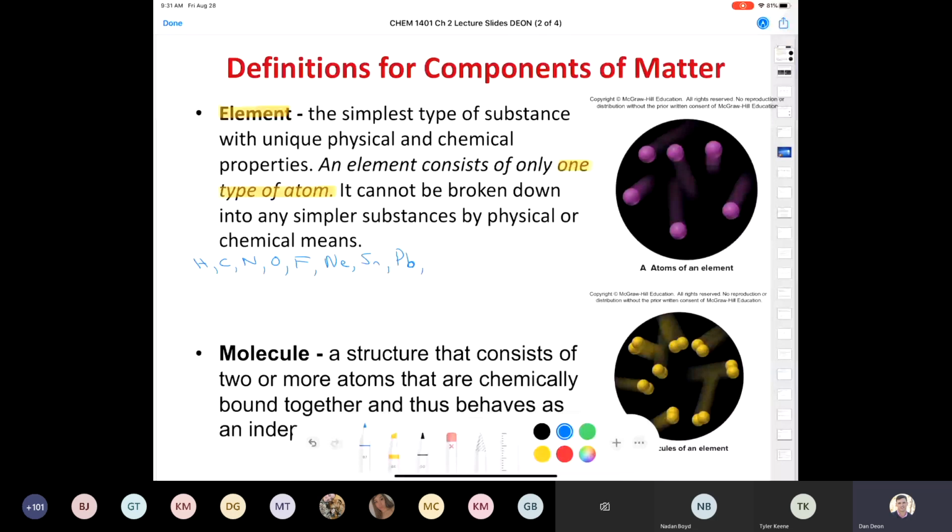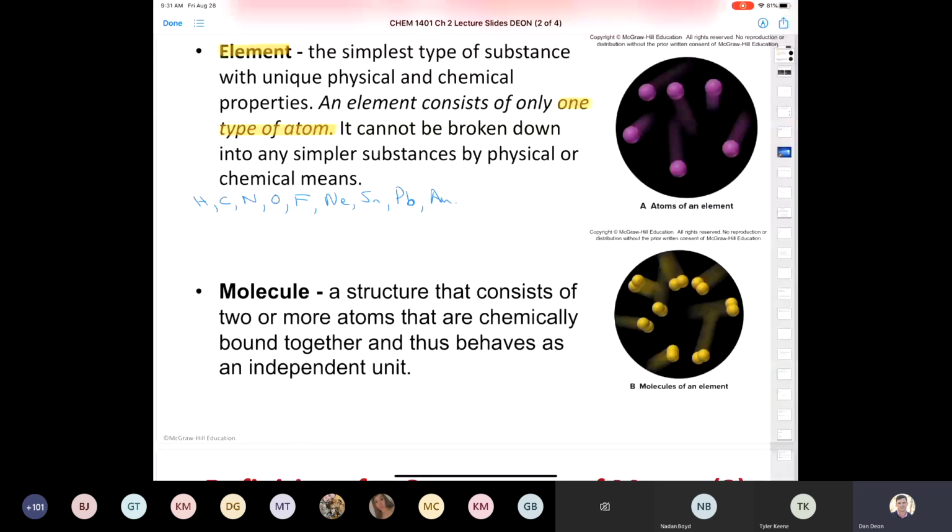Well, now that we've defined what an element is, let's define what a molecule is. And it says here that a molecule is a structure that consists of two or more atoms that are chemically bound together and thus behaves as an independent unit. So when you have two or more atoms binding together with chemical bonds, and they behave as an independent unit, that is the definition of a molecule.